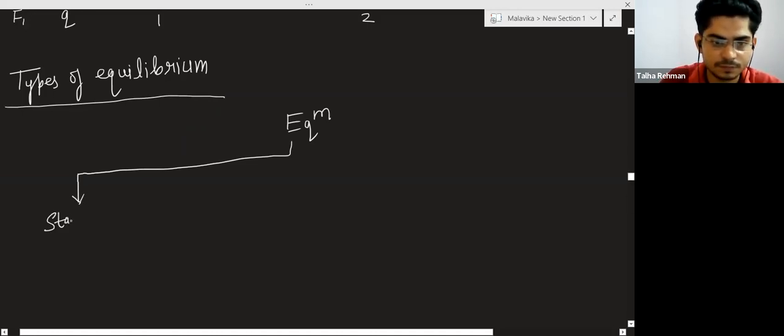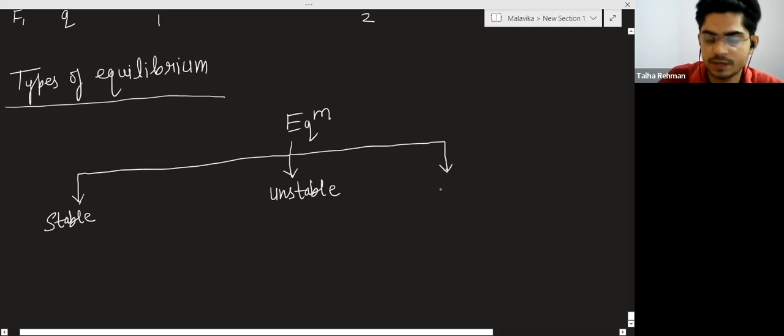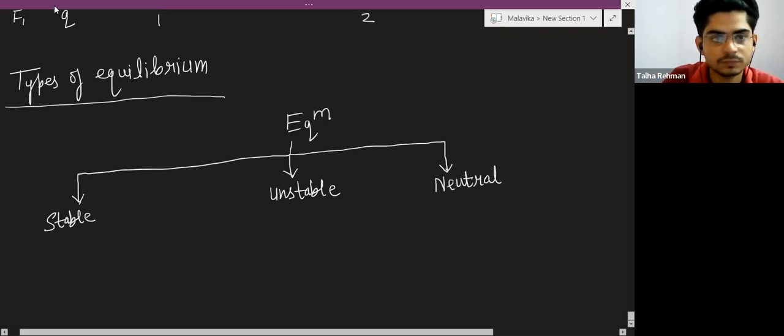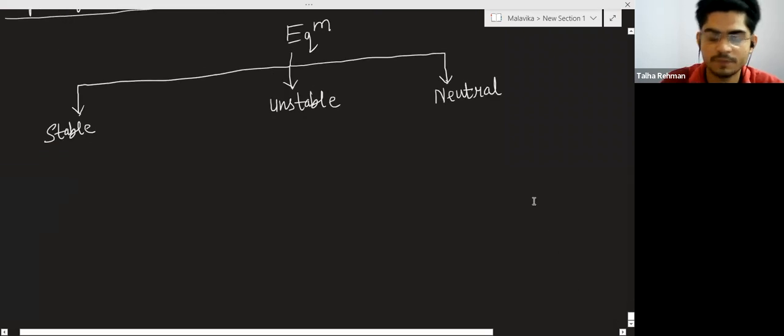Stable, another is unstable, and the third is neutral. There are three types of equilibrium in this world. A body can be in any of these three types of equilibrium.